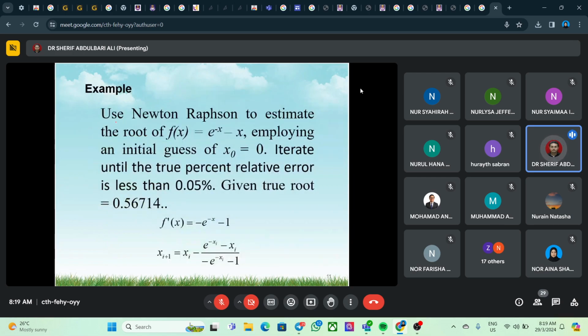So this is our first example using the Newton-Raphson method. We are going to follow the same example from the previous one. The function is equal to exponent negative x minus x, and we are also going to start with the initial value of x equal to 0. The example asks us to iterate until the percentage relative error is less than 0.05. Not 0.5, 0.05. We are making it like this because Newton-Raphson is more accurate than the fixed point. And the true value is already given to us.